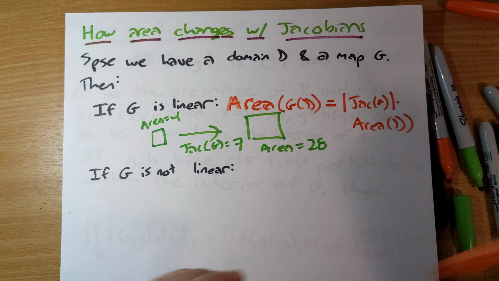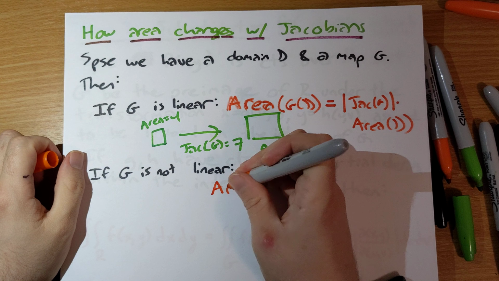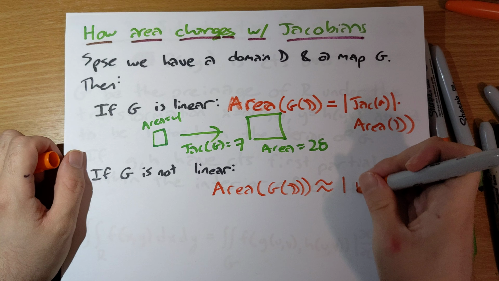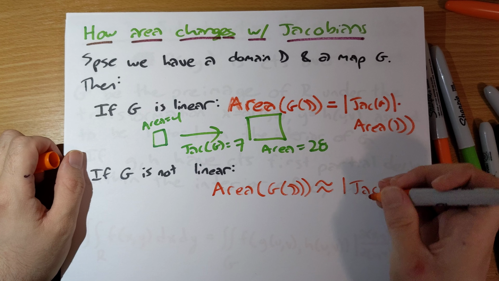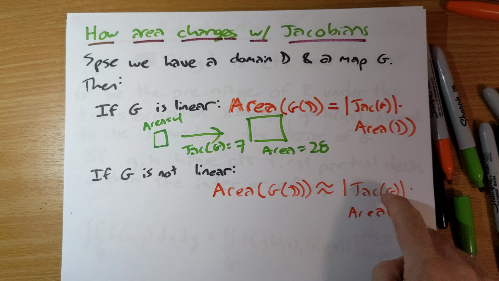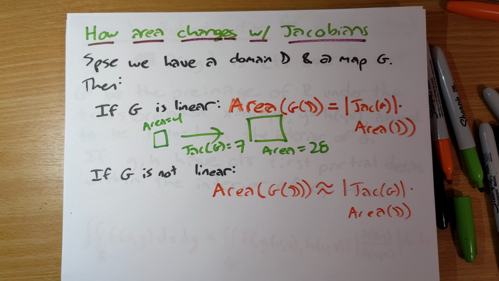Now, even if G is not linear, we can say that the area of G of D is approximately equal to the absolute value of the Jacobian of G times the area of the original region. We have to pick a particular point in the region to evaluate the Jacobian at. This gives us some approximation, and in the limit, as we take things smaller and smaller, this becomes a better and better approximation. So Jacobians tell you roughly how much you're scaling the area of the region by.